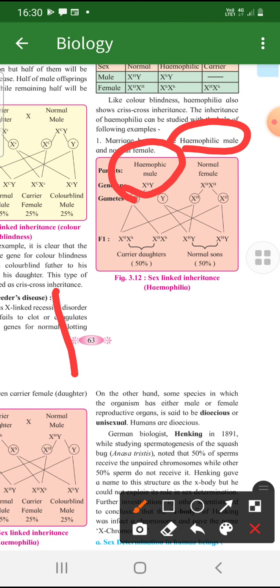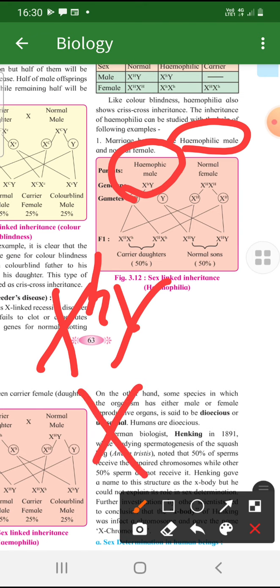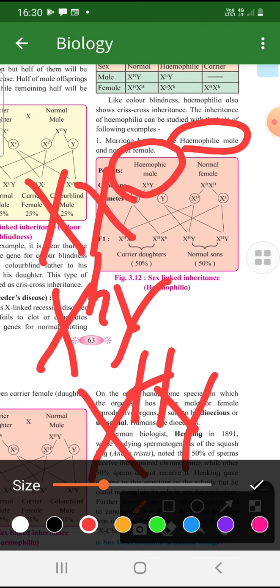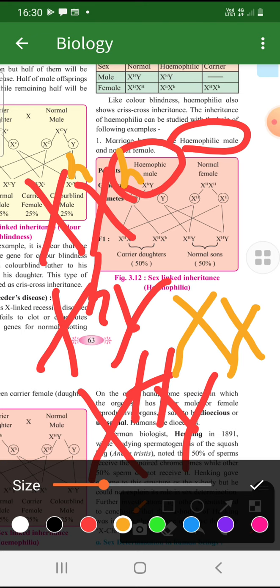So X and Y, this is for male, but if a boy is hemophilic or a disease person, the person will have small h. If the person is a normal male, it should be capital H, right? And if I'm saying a female, she is having hemophilia, so the person should have small h, small h. But if a female is a carrier, one capital H, another is small h. Okay, that's how you remember.